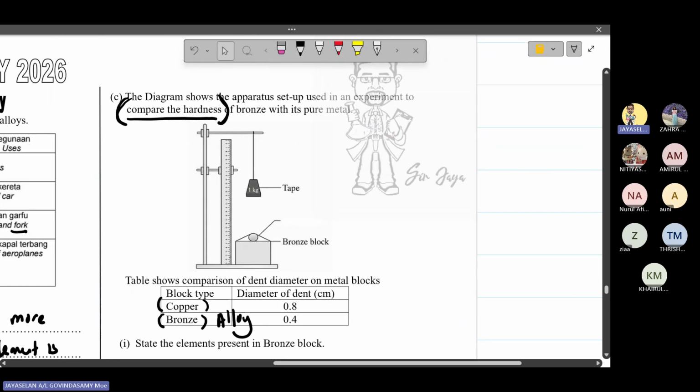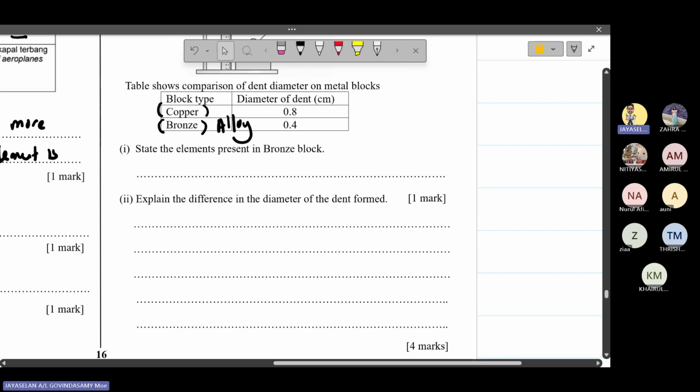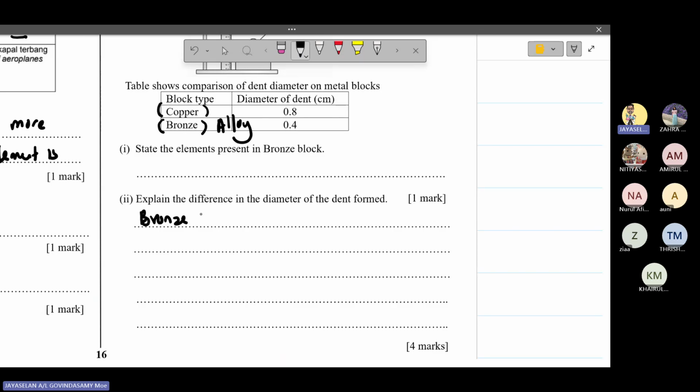First point you compare. How to compare? Which one is harder? Bronze. So the first point: bronze is harder than copper. You take your 1 mark. So you already compared. Can you understand? Okay, so you already score 1 mark.